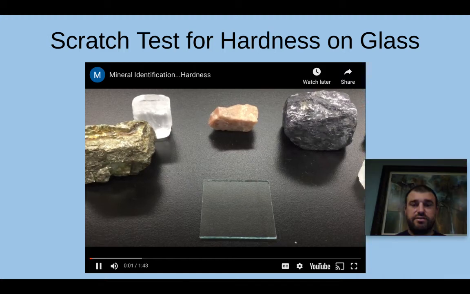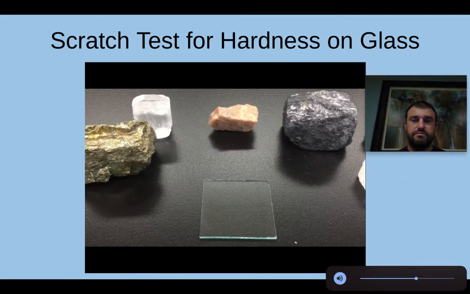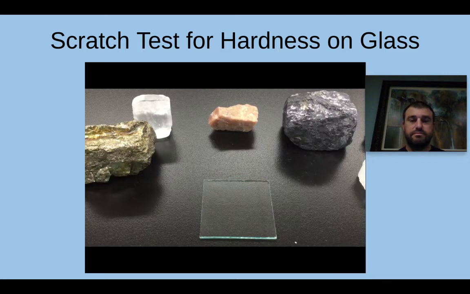This is showing a scratch test. A mineral's hardness is its resistance to being scratched. We can easily test a mineral's hardness against a glass plate. A glass plate has a hardness of approximately 5.5 on Mohs scale, and if the mineral will scratch the glass, it is harder than the glass. If the mineral does not scratch glass or just leaves a powder behind, then it is not as hard as the glass.